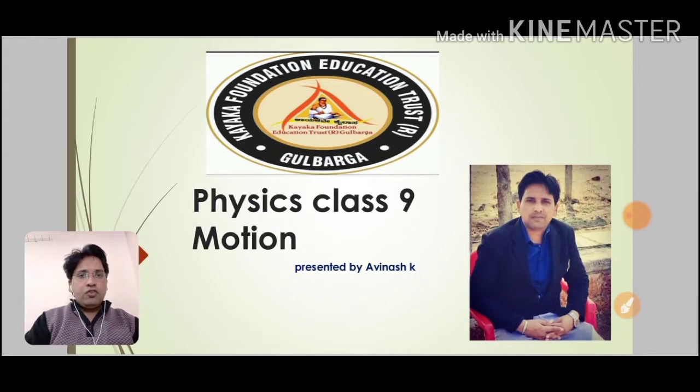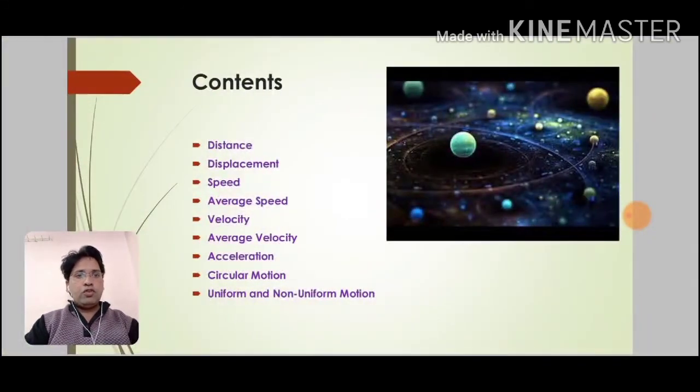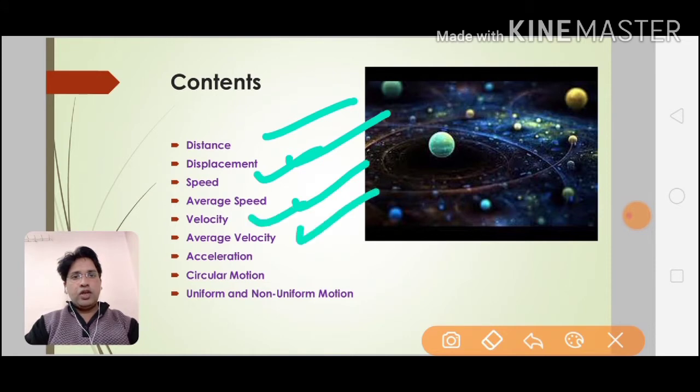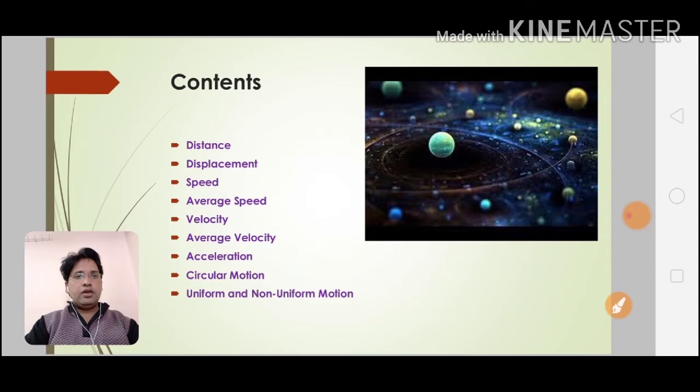So myself Avinash K. Today we are going to study Physics class 9th chapter 1, motion. Let us begin, students. In this chapter, first we will study distance, displacement, speed, average velocity, acceleration, circular motion, uniform and non-uniform motion. These are the things which we are going to cover one by one in detail.